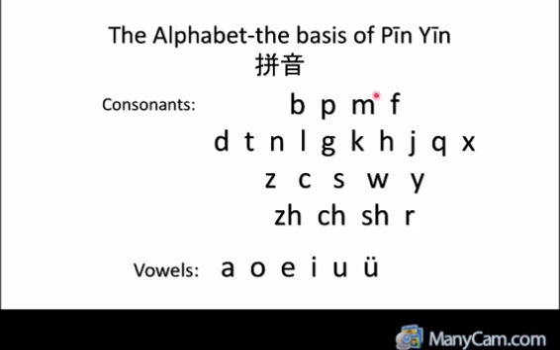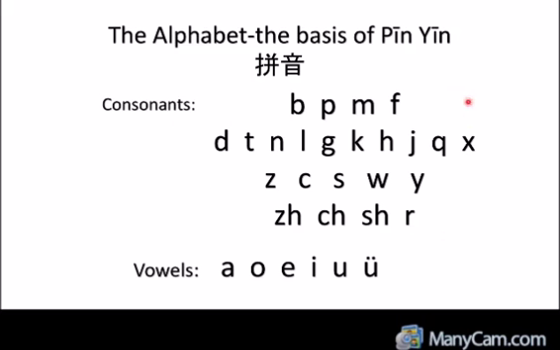So the alphabet, Pinyin, is split into two categories, the consonants and the vowels, just like in English. Now in English you might have realised that we have the vowels A, E, I, O, U, only 5 vowels, but in Mandarin Chinese we have 6 vowels. We have this extra U with the umlaut on.